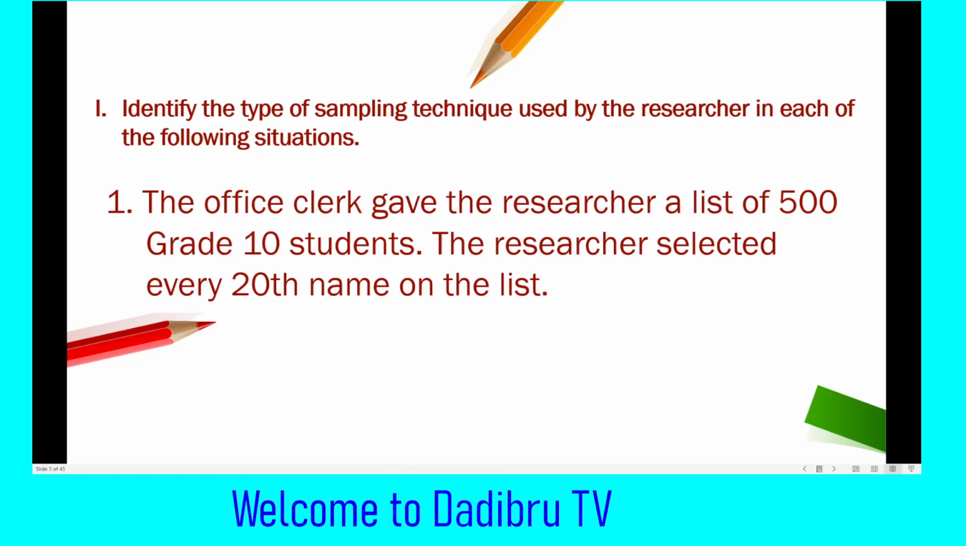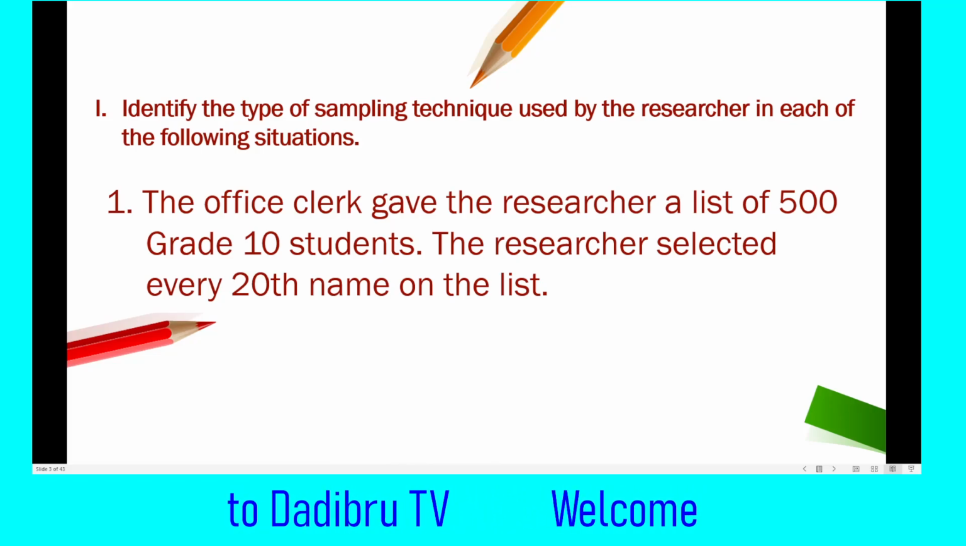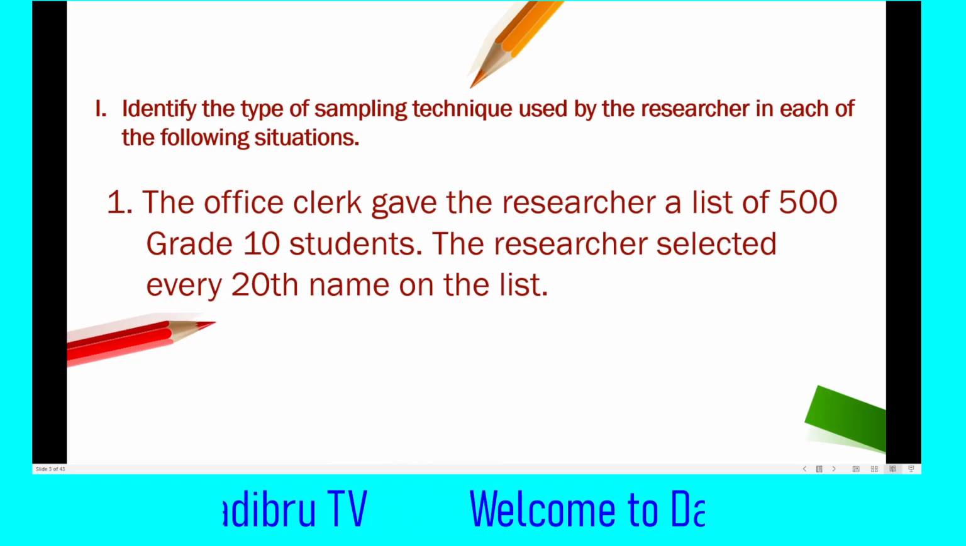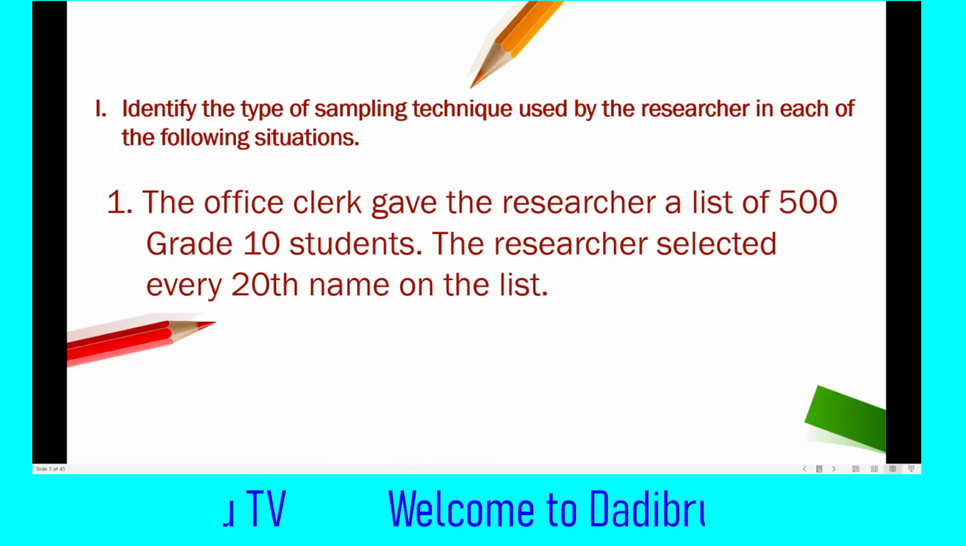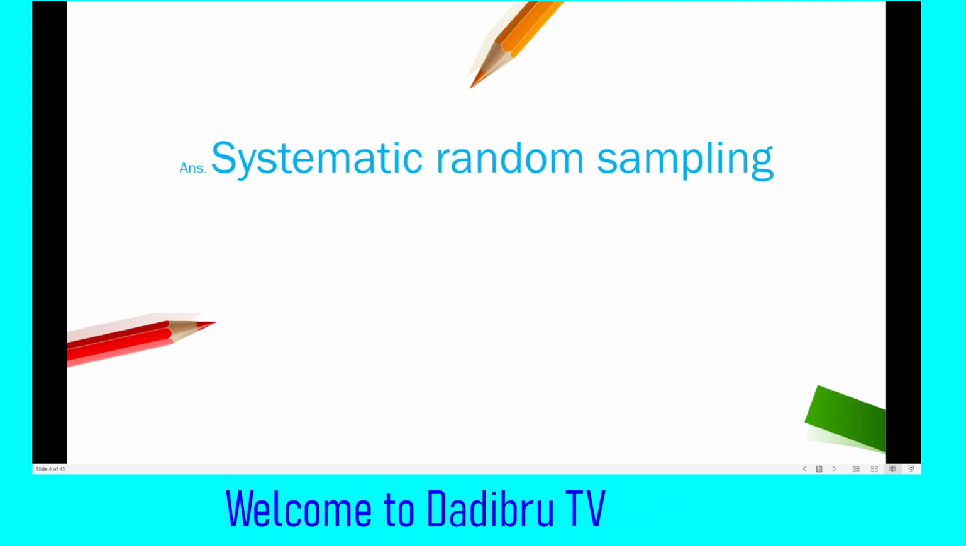Question number 1. The office clerk gave the researcher a list of 500 grade 10 students. The researcher selected every 20th name on the list. Guess the answer? The answer is systematic random sampling.